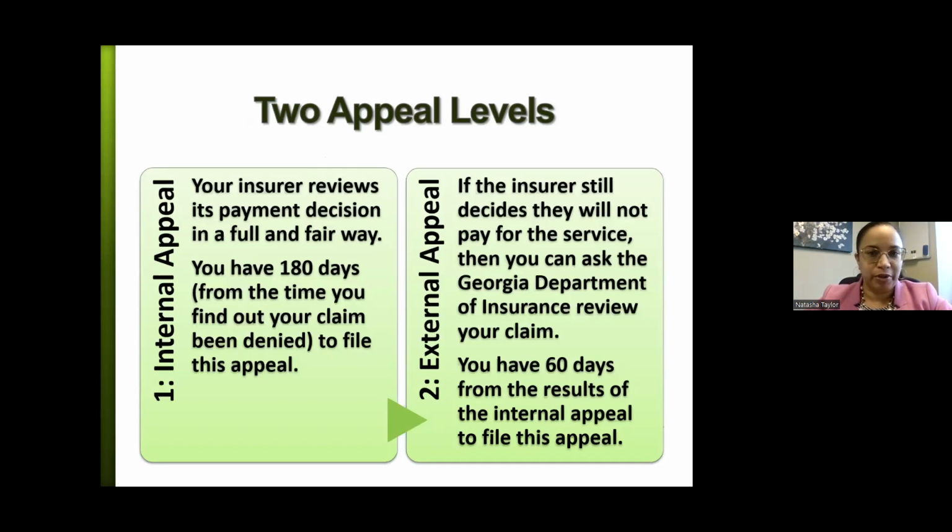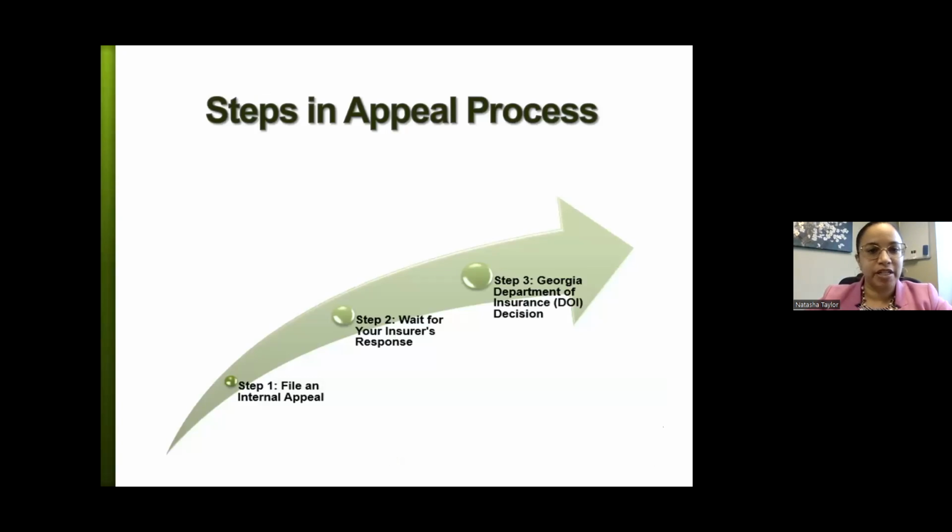With an external appeal, if the insurer still decides that they will not pay for the service, then you can ask the Georgia Department of Insurance to review your claim. You have 60 days from the results of the internal appeal to file an external appeal. So again, the steps in the appeal process. Step 1, you want to file an internal appeal. Step 2, wait for your insurer's response. And then if they deny that internal appeal, step 3, you can file a complaint with the Georgia Department of Insurance.